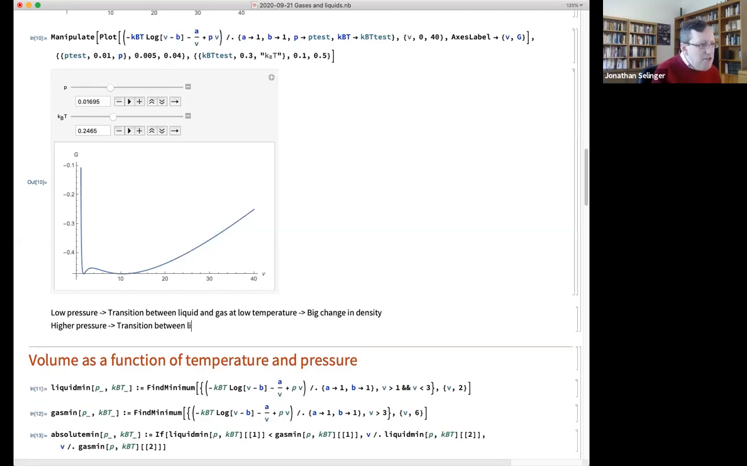Okay? And then if we go to a higher pressure, then the transition between liquid and gas is at a higher temperature, and there is a smaller change in density. Well, instead, I could say a change in volume per molecule, which is like the reciprocal of density.